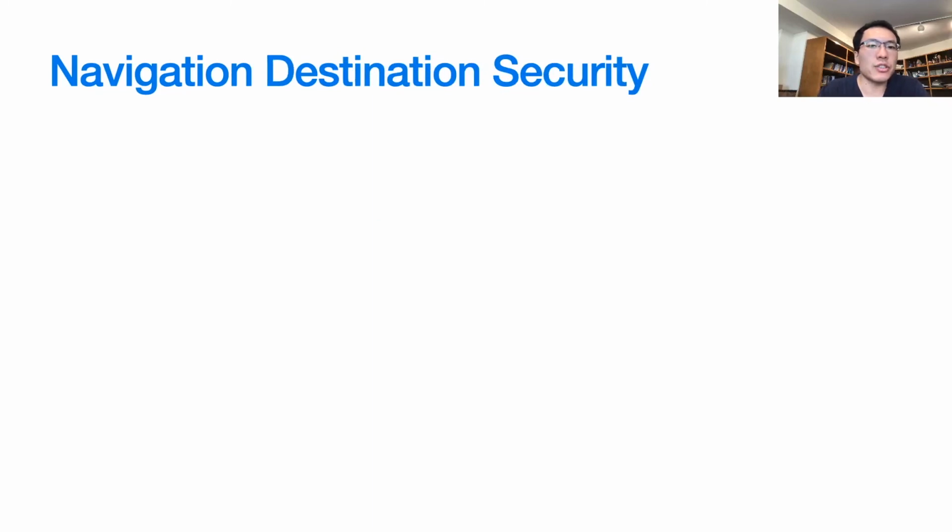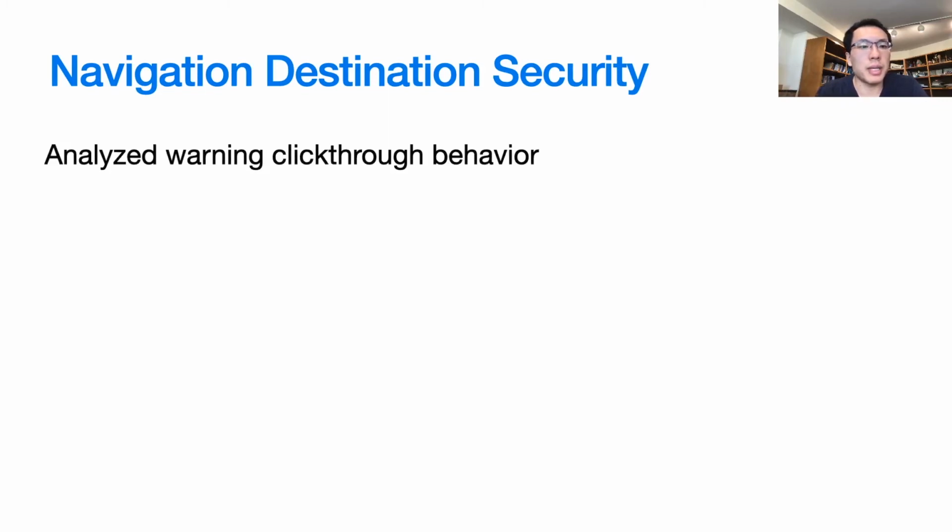Now turning to navigation destination security, here, link shimming aims to deter users from visiting malicious websites by warning them. So to understand if link shimming is effective at this, we analyze warning click-through behavior.